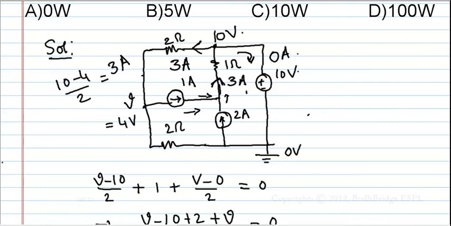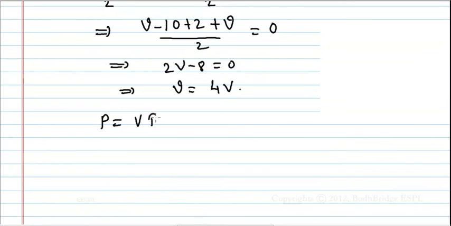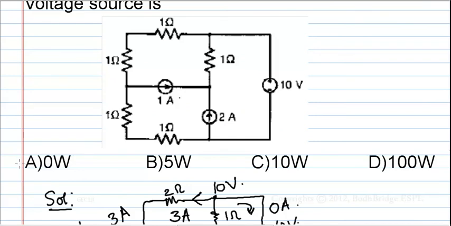So the power supplied by the voltage source is nothing but P equals V into I. Since this current is 0, we can say that the power supplied by the voltage source is 0 watts. So the required answer is 0 watts, and the option which matches is A.